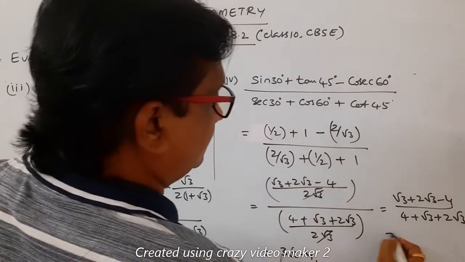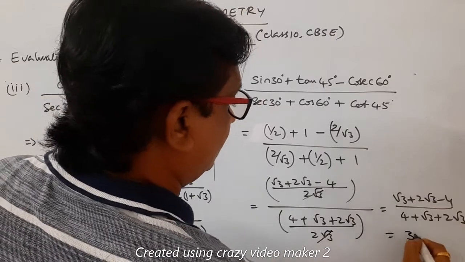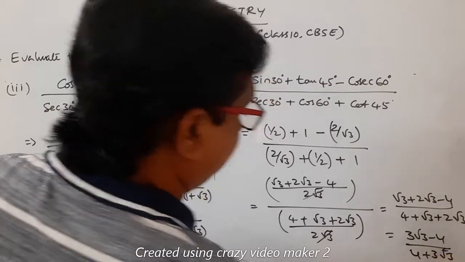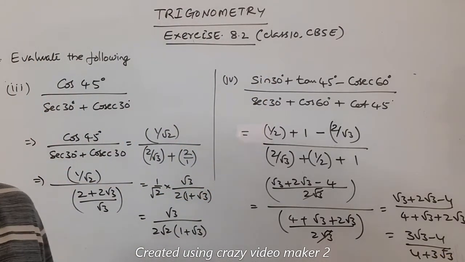So here I am writing, sir. The screen will go down. Here 3 root 3 minus 4 by 4 plus 3 root 3. You can write it like this.